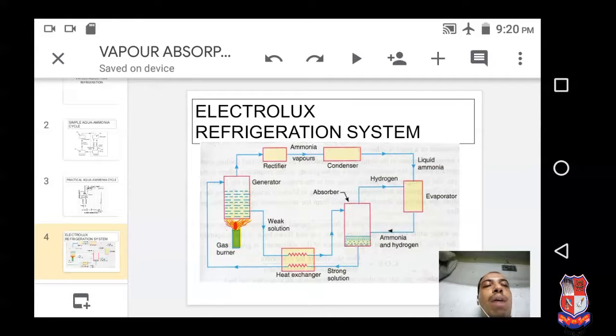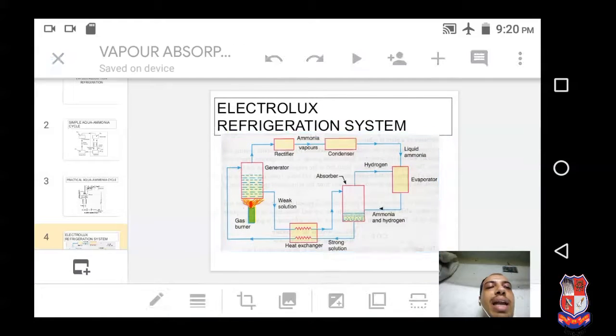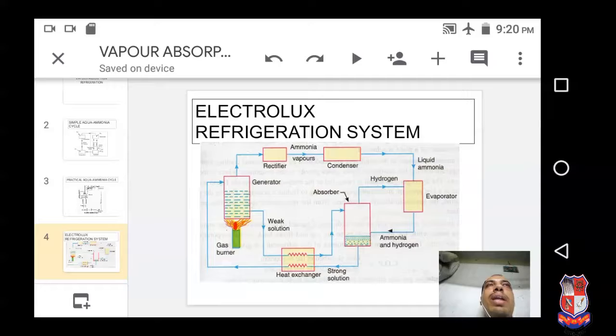Now the mixture of ammonia and hydrogen is passed to the absorber. In the absorber, water is available. Water absorbs ammonia vapor only, it will not absorb hydrogen. So when the ammonia and hydrogen gas mixture enters the absorber, only ammonia vapor is absorbed inside the water, and the hydrogen is separated out. The hydrogen is further passed to the evaporator, and the evaporating process continues. Now the strong solution coming out from the absorber is passed to the generator.